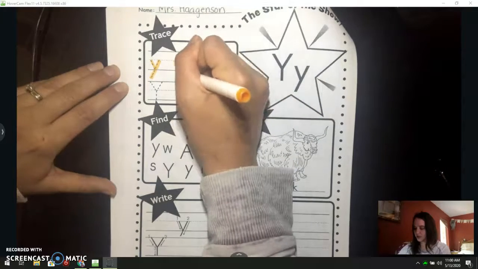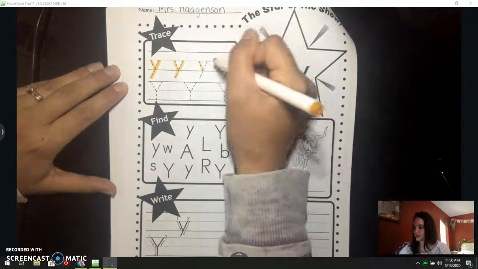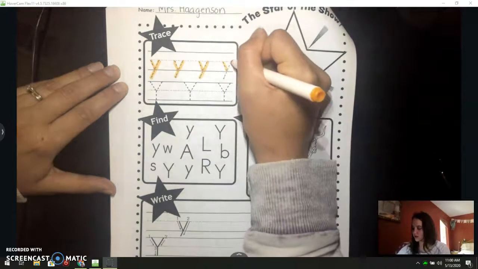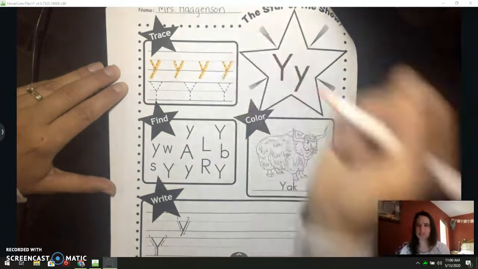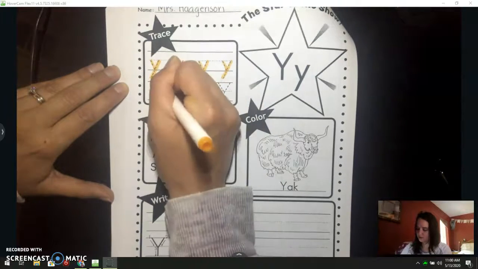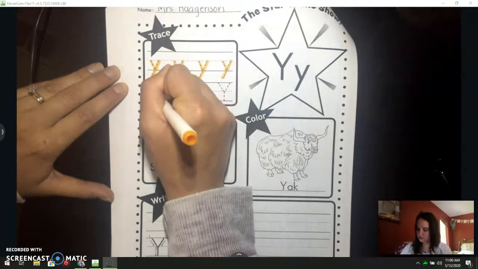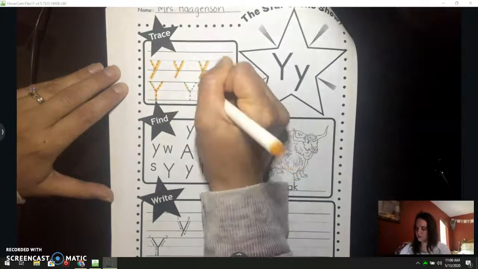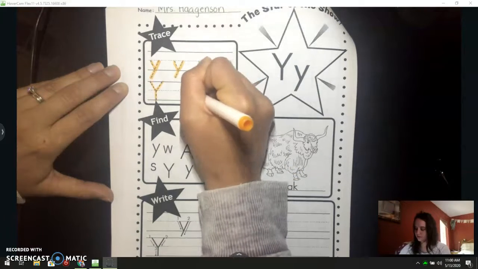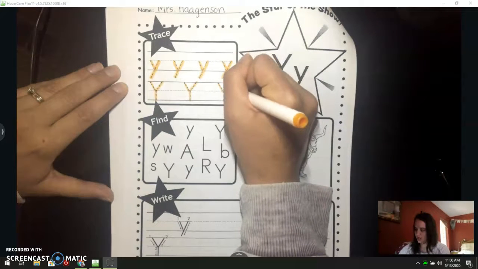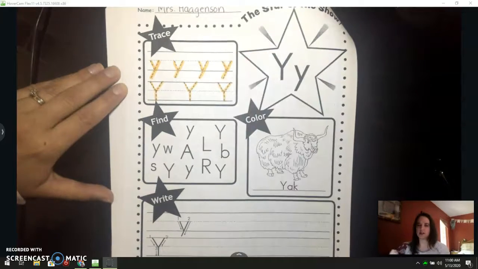Again, remember a frog jump. Little line, frog jump, down to the basement. Little line, frog jump, and go down to the basement. For uppercase Y, we do a little line down. Diagonal, frog jump, diagonal, and straight down. Diagonal, frog jump, diagonal, stop sign, straight down.